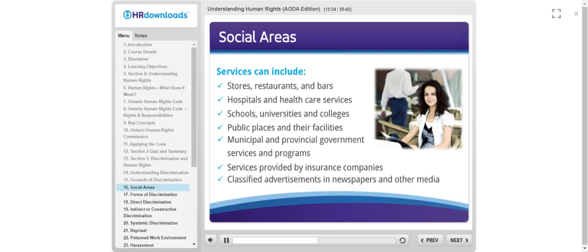Accommodation can include situations where housing is purchased, sold, rented, or in cases of eviction. Under the Code, you have the right to fair and equal treatment when buying, selling, renting a property, or if you are evicted from your residence. This could be a house, apartment, condominium, commercial office, or hotel.